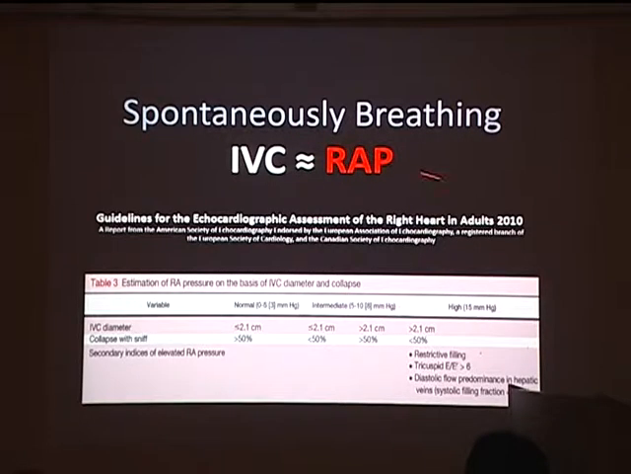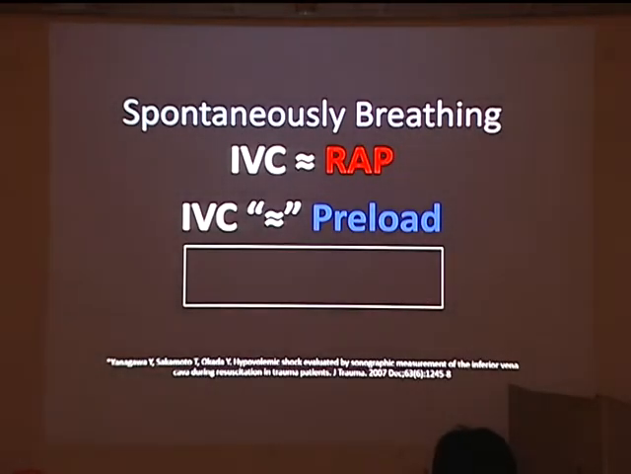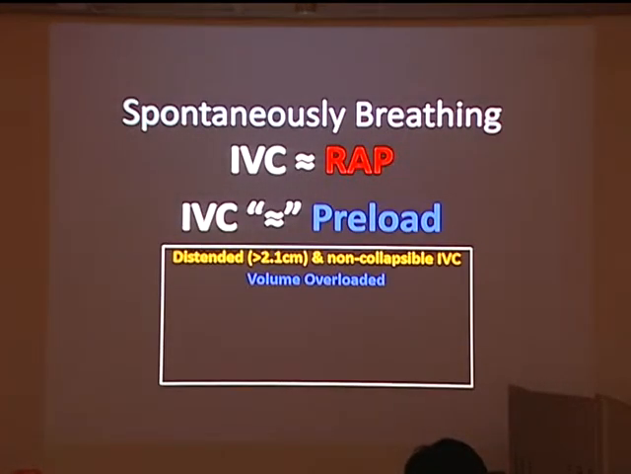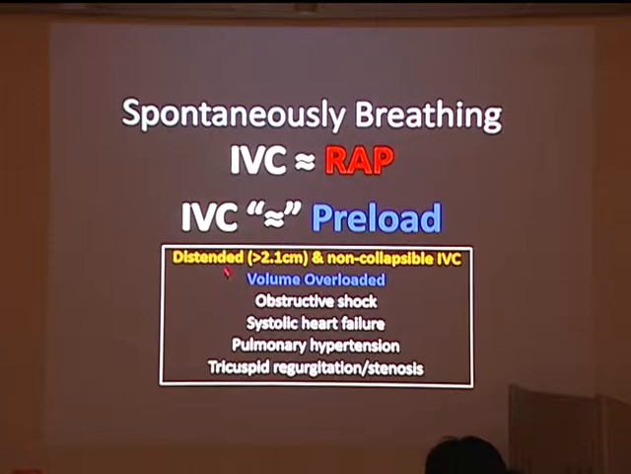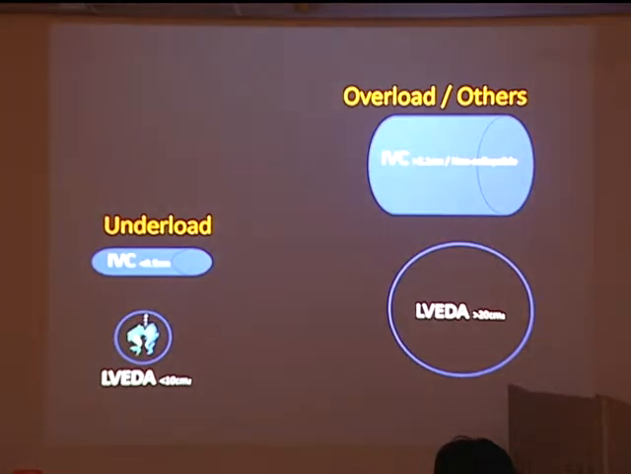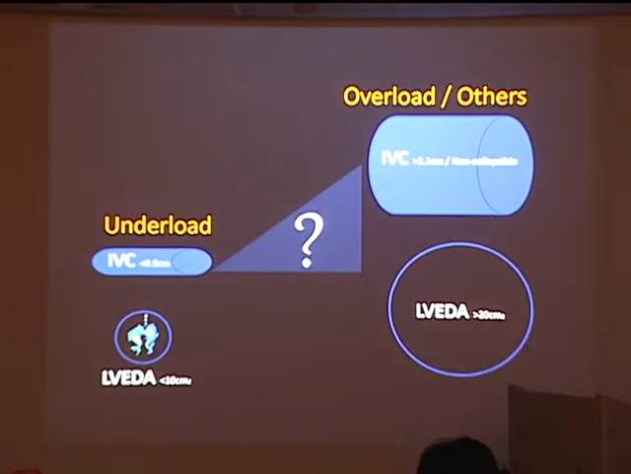Okay? This paper actually came out in 2010. There are very nice guidelines as to what the approximate CVP is when you have the IVC diameter and its collapsibility. So in summary, IVC corresponds to underload if it's very small. It corresponds to overload if it's very big. But remember, a big IVC can also mean any of these things, especially obstructive shock. So IVC unloaded, IVC overloaded, less than 1 centimeter, more than 2 centimeters, anything in between is a little bit of a question mark.